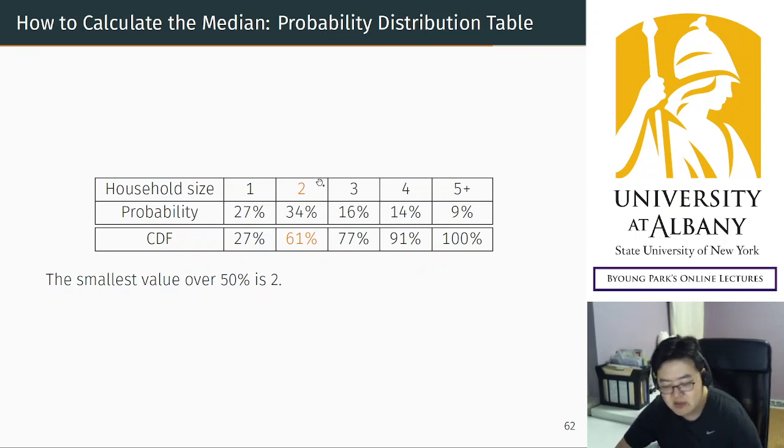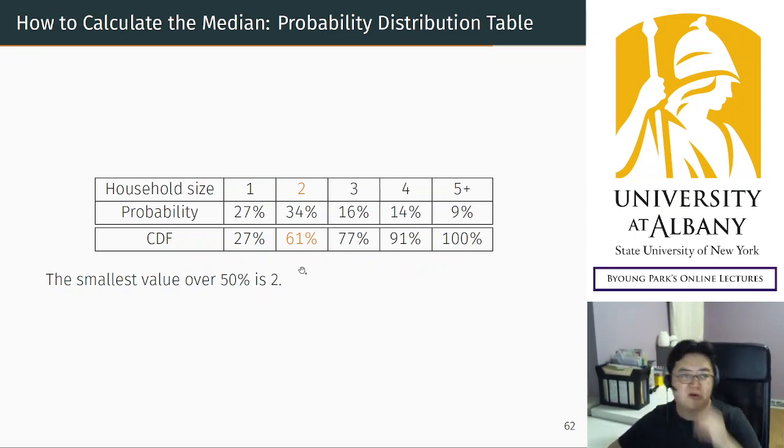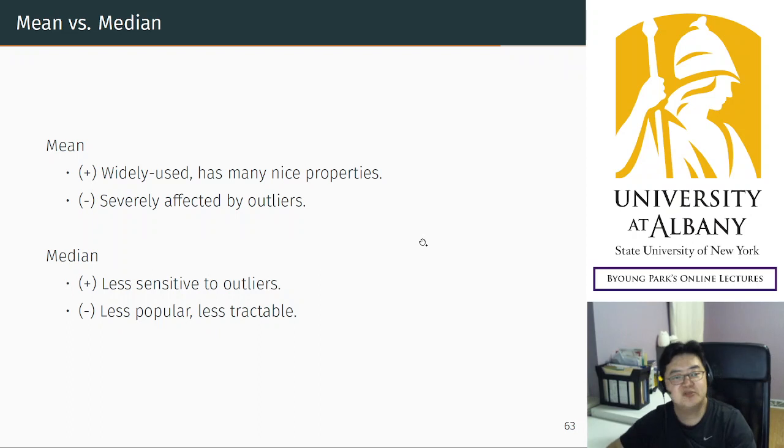Okay, now I'm going to compare the mean and the median. Why do we need to use the mean, or when do we need to use the median? So simply, almost always the mean is more common. The mean is in general more widely used and has better mathematical properties, and is easier to calculate and easier to handle.